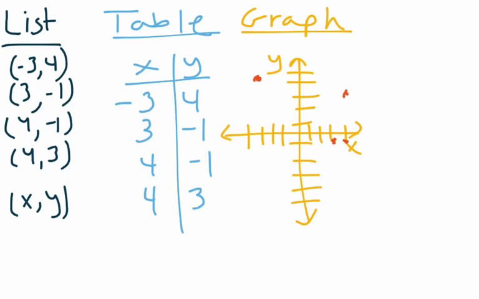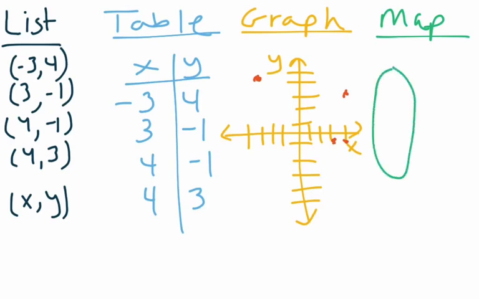Now, the fourth way to represent your relations is with something called a map. And this might be new. To do the map, you create 2 ovals, and one of them is your input and one of them is your output. So we have our input in one oval and our output in the other. And then you list all the numbers that can be used as an input. So we go down our list and we have -3, 3, 4.